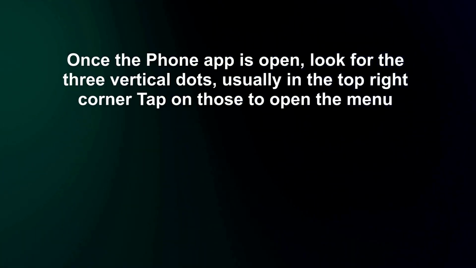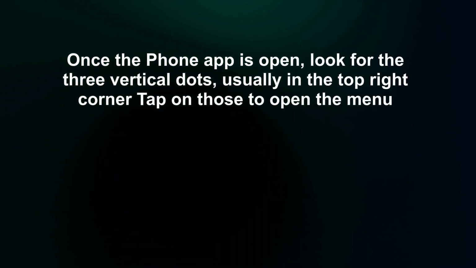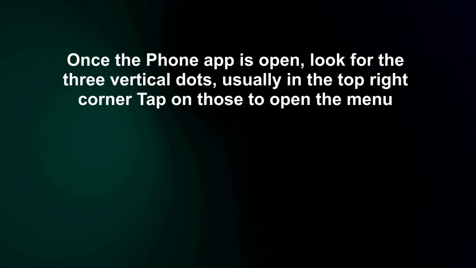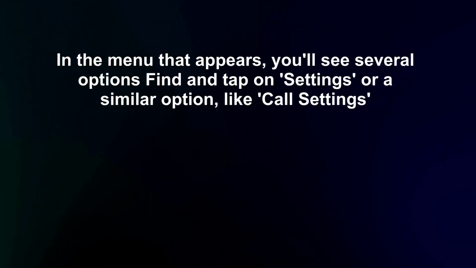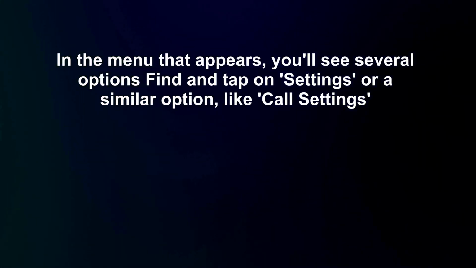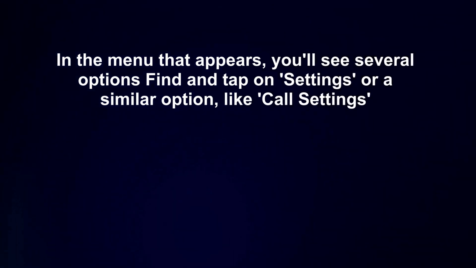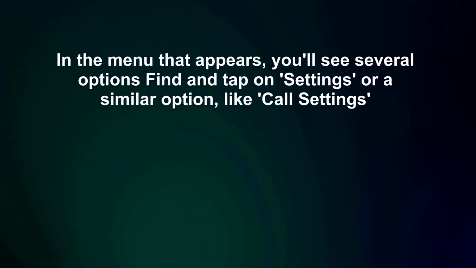Once the phone app is open, look for the 3 vertical dots. Usually, in the top right corner, tap on those to open the menu. In the menu that appears, you'll see several options. Find and tap on Settings or a similar option, like Call Settings.